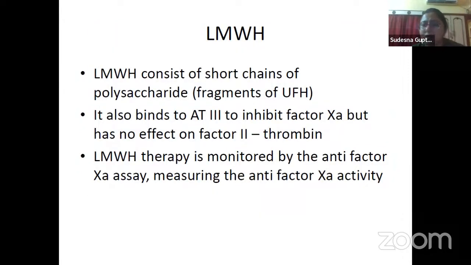Other than heparin, low molecular weight heparin can also be used. They are monitored by anti-factor Xa assay, measuring the anti-factor Xa activity. They bind to antithrombin 3, but they have no inhibition of factor 2 and only inhibit factor 10A.